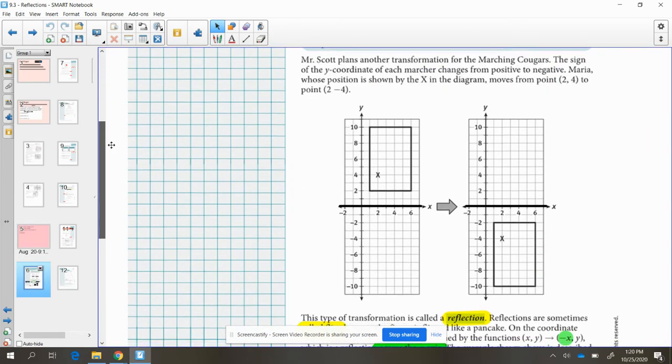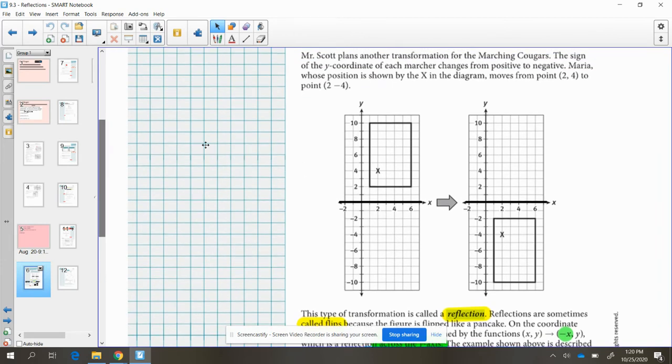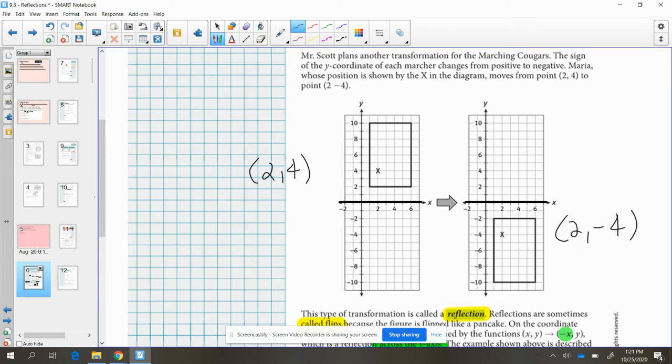So if we look at this figure, and we've seen this figure before, but this time there's an extra detail added. This time they're telling us that we have Maria marked at (2, 4) on our graph. Then when the transformation of our marching cougars happens, Maria is moved to (2, -4). Now, this is interesting because if we didn't have her marked, we might have said this was just a slide down, a translation. But because of her location, she would be down here if this was a true translation down.